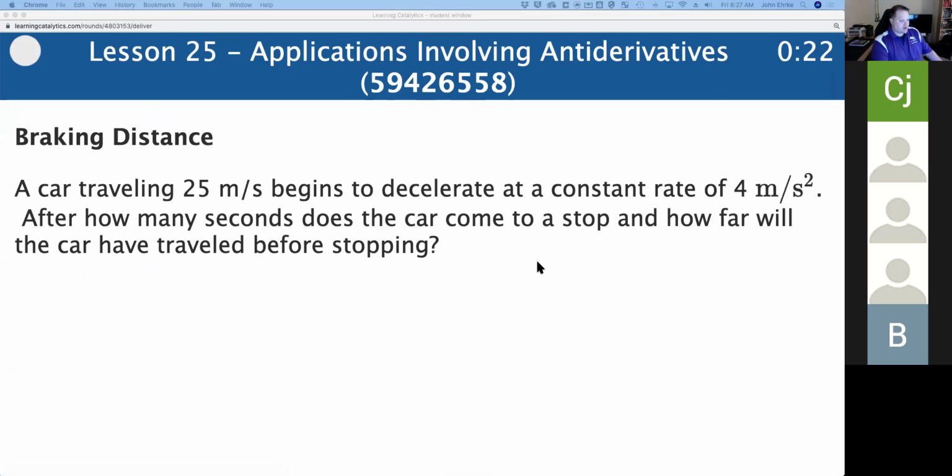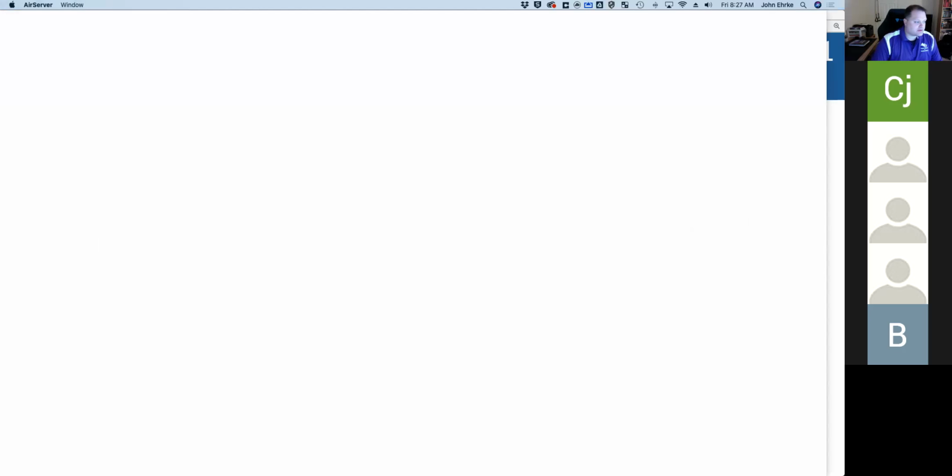So this is what we're going to use to calculate the braking distance for a car traveling at a certain speed. And what I want you to understand is, for this problem, it's no different than the 2 problems we started class with today. It's just in a different context. Mathematically, this is exactly the same as what we started class with. So let me explain. You're told that the car is traveling 25 meters per second. So that is its initial velocity.